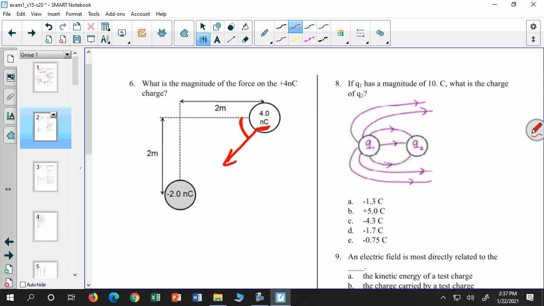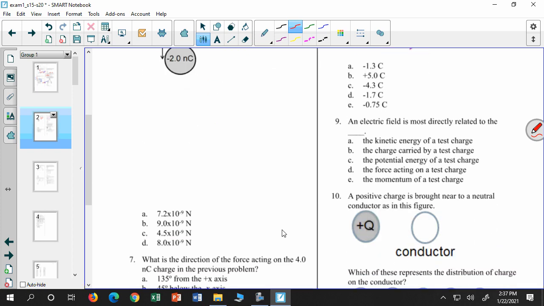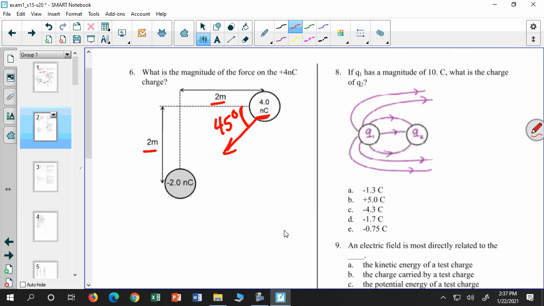It's an isosceles right triangle, 2 and 2 here and here. So that is 45 degrees. Now, if it's 45 degrees, it's what with respect to which axis? The negative x. So 45 below the negative x.